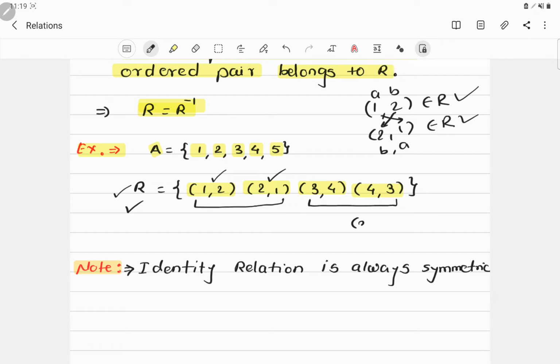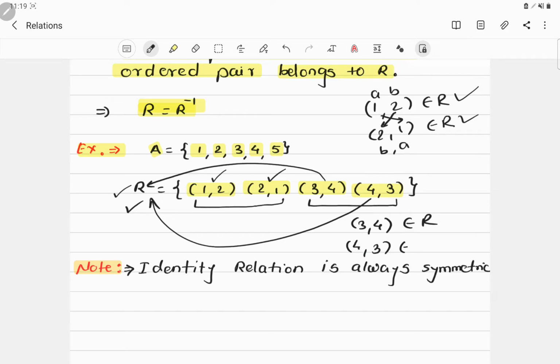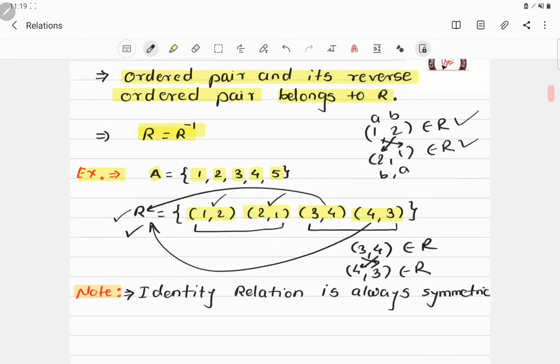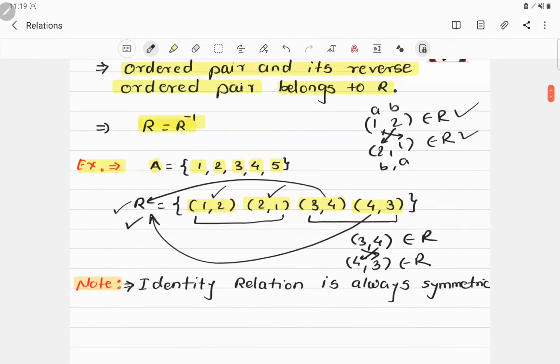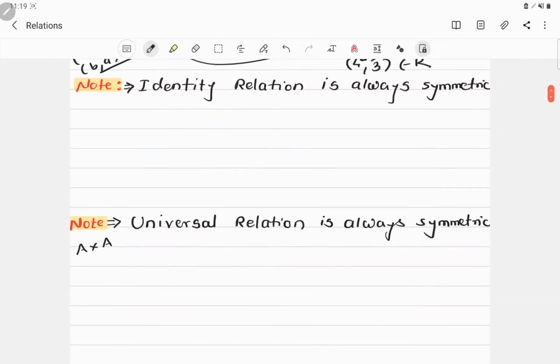Then let's talk about (3, 4) and (4, 3). Please observe, (3, 4) belongs to the relation. (3, 4) is a part of the relation. Then (4, 3) is also a part of that same relation. So even if you change the order in the ordered pair, both are present in the relation itself, then it is called a symmetric relation. So in simple language, if (A, B) belongs to the relation, then (B, A) belongs to the relation. When both cases belong to the same relation, it is called a symmetric relation.